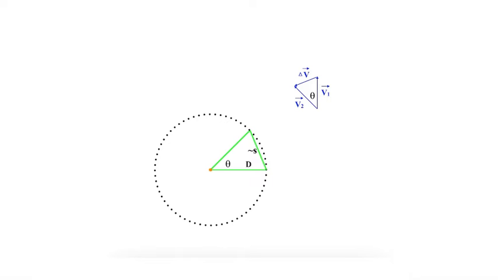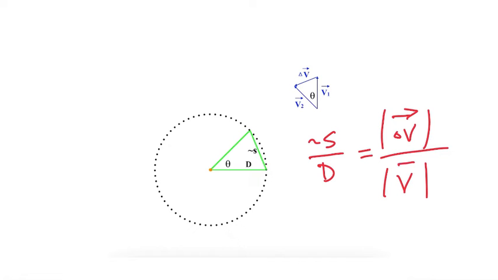Now, because the two triangles are similar, the ratio of one side to another in the case of one triangle is going to equal the ratio of the two corresponding sides of the other triangle. So, for example, tilde S over D equals the absolute value of delta V over the absolute value of V.